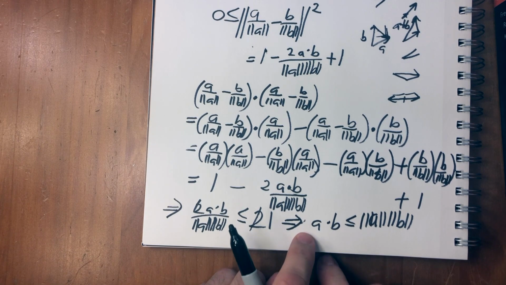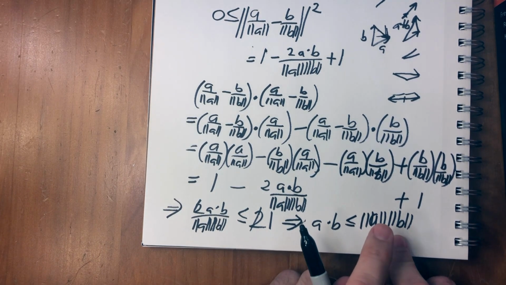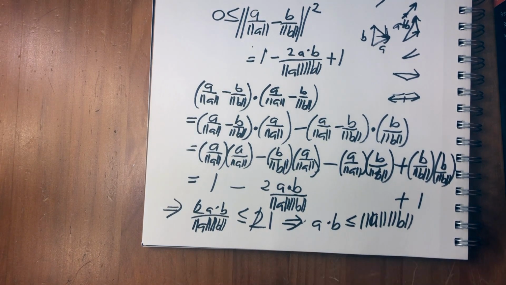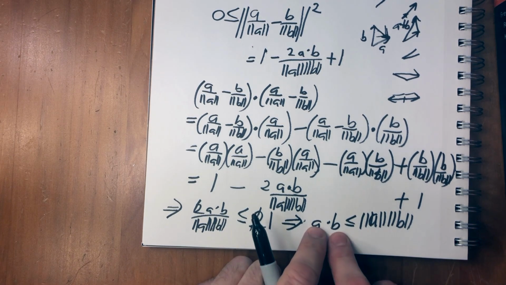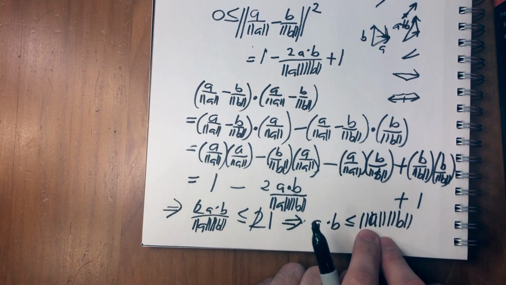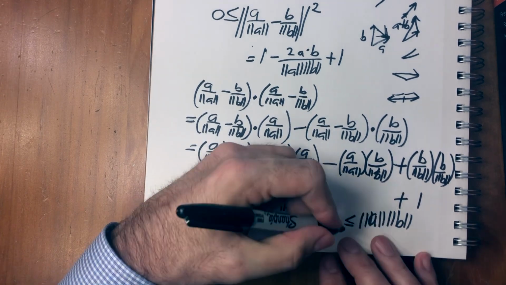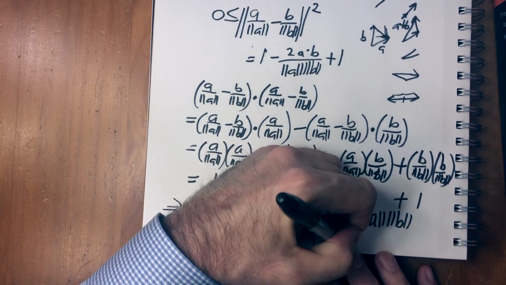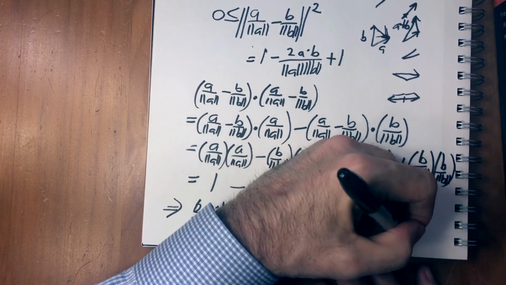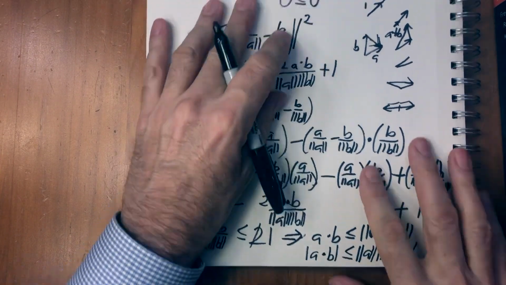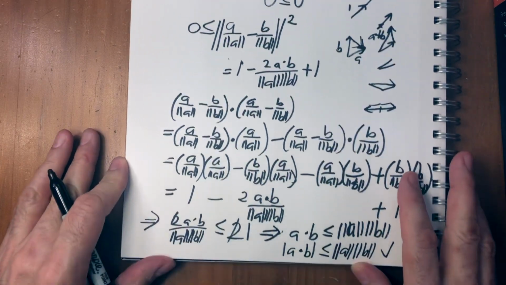We would end up with minus a dot b is less than or equal to the length of a times the length of b. So both a dot b and minus a dot b are less than or equal to the length of a times the length of b. That means that the absolute value, the sign doesn't matter, is less than or equal to, which is what we wanted to prove, right? That's the Cauchy-Schwarz. Okay, good.